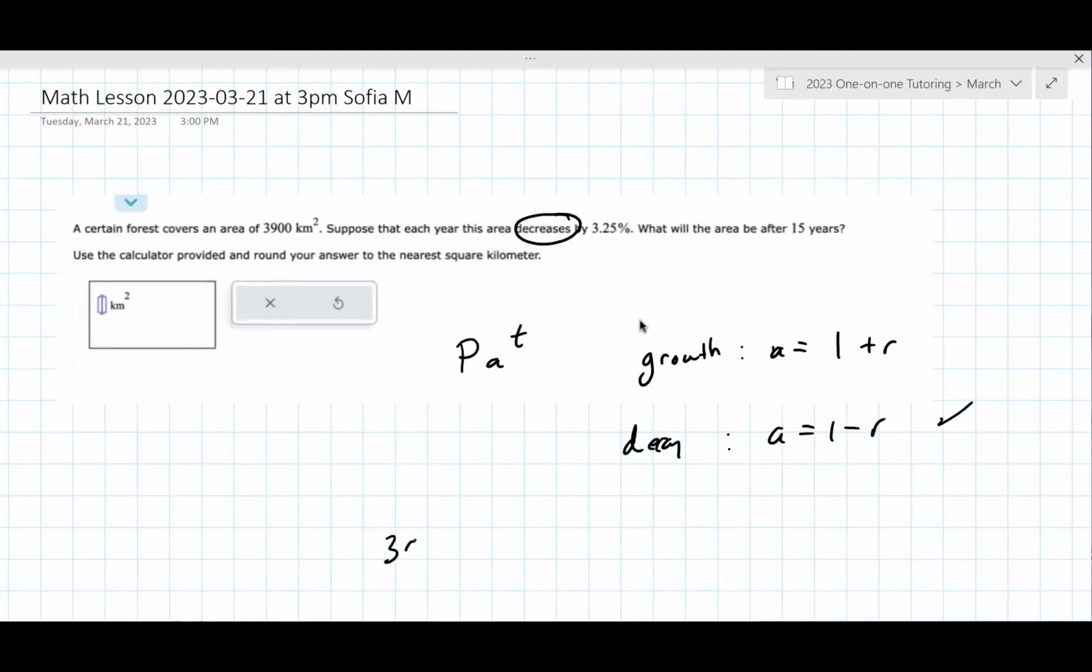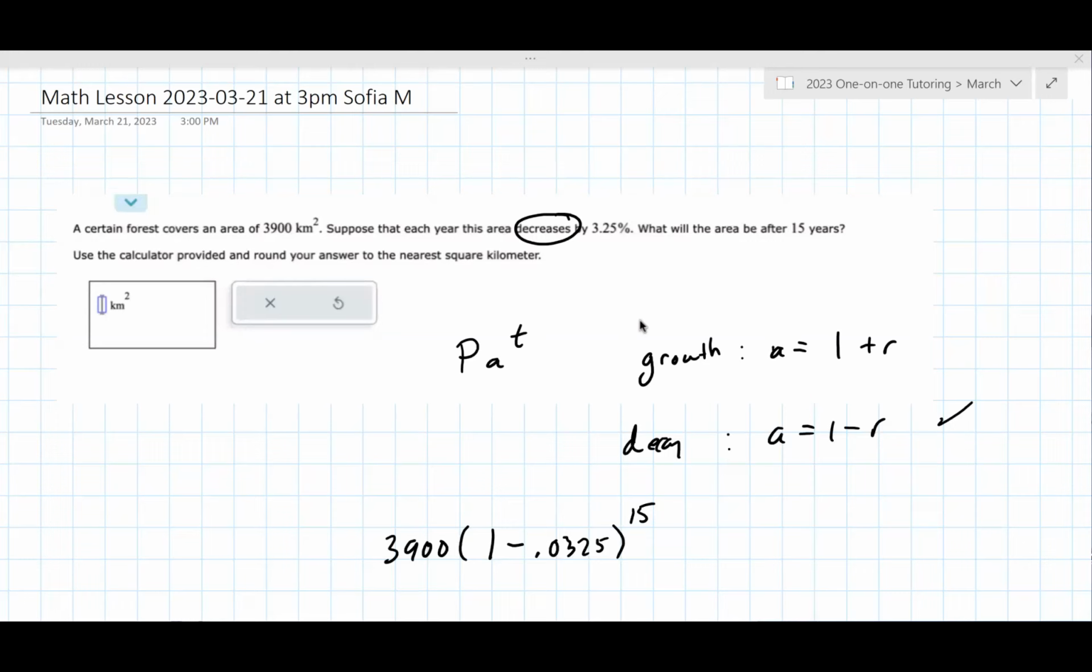So it starts with 3,900, 1 minus 0.0325 to the power of t, or in this case, 15. That's time. And you go right to your calculator. The calculator will do all of that if you needed to.